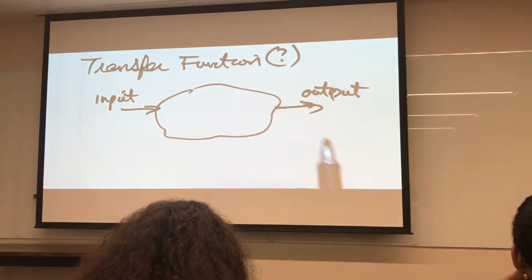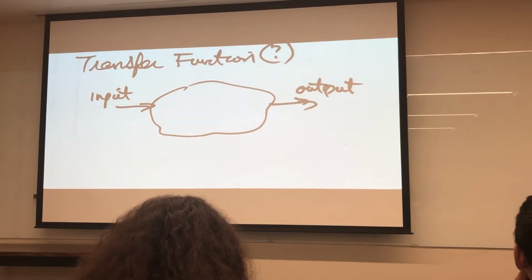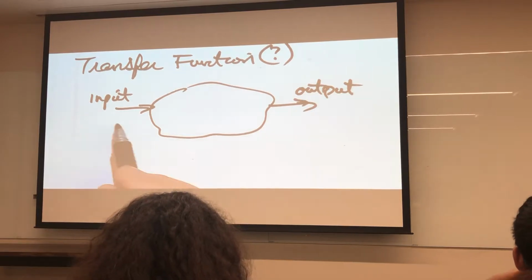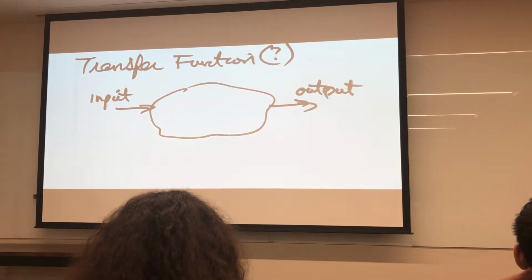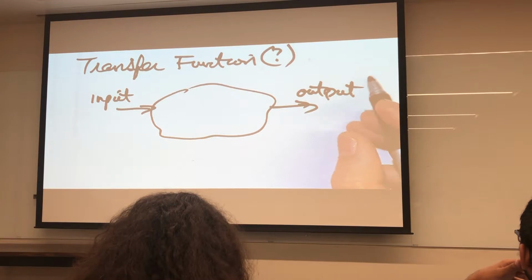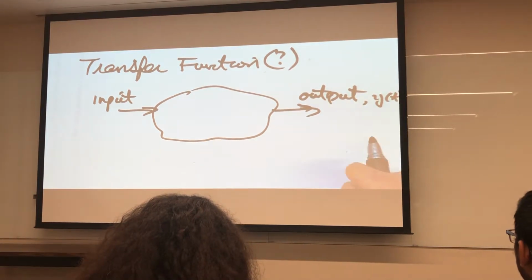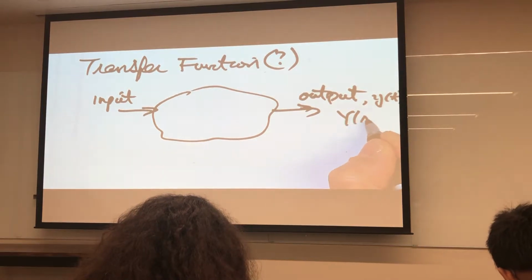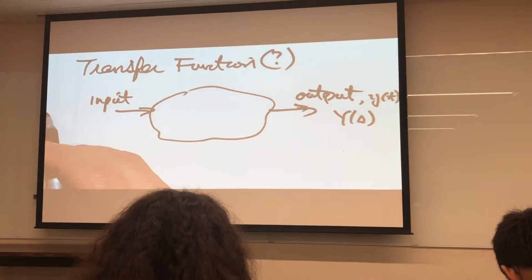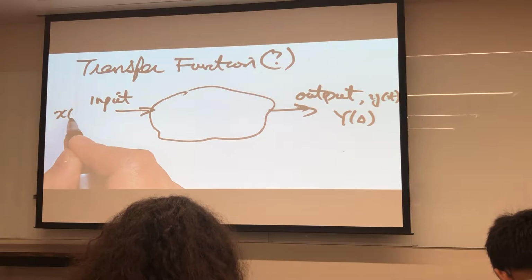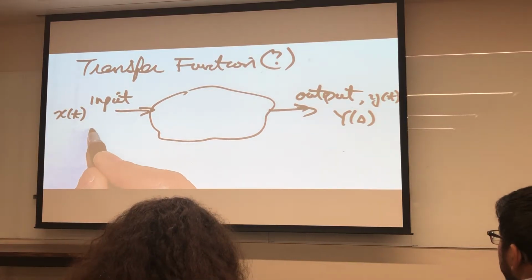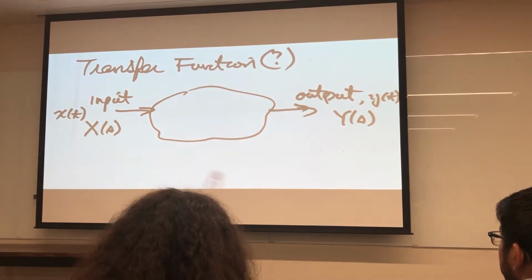And we ask, what is the transfer function? Well, the transfer function is the ratio of the output over the input in the transform domain. So let me give this output, its time domain expression might be y of t. Its transform is Y of s. Over here, the input, maybe we call it x of t. Its transform, we're going to call it capital X of s.